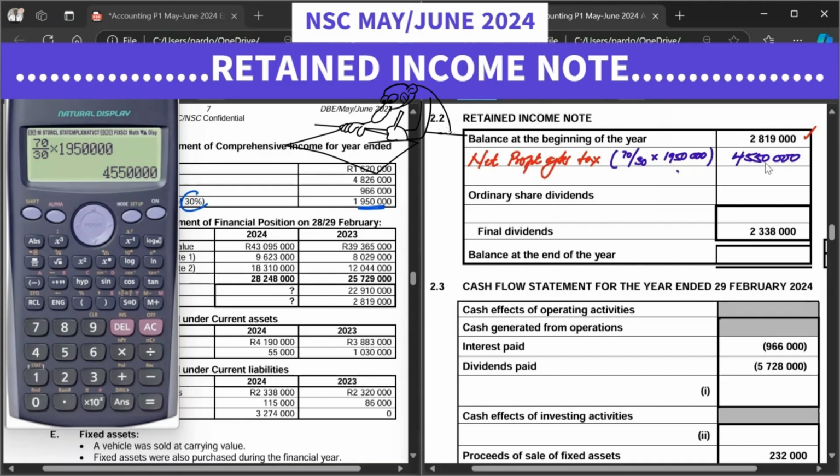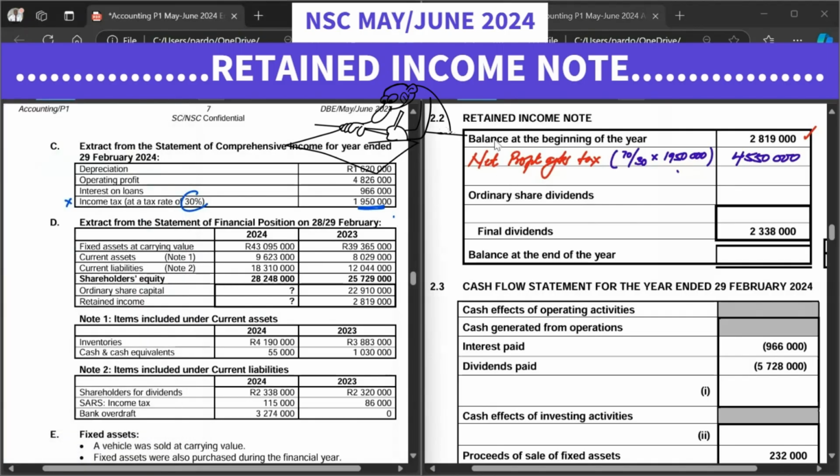There are different ways in which an examiner can bring this aspect about. At times you can be given the net profit before tax, then you subtract income tax. It all depends. You just need to expose yourself to different ways in which the examiner can test this aspect.